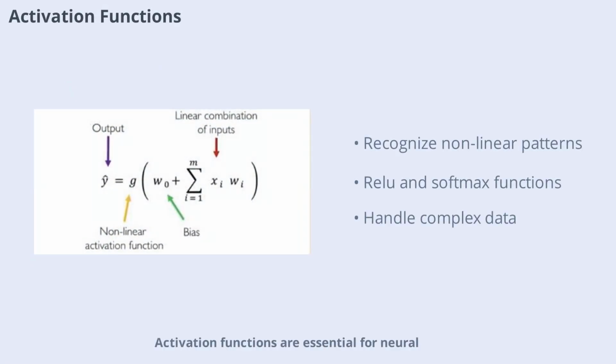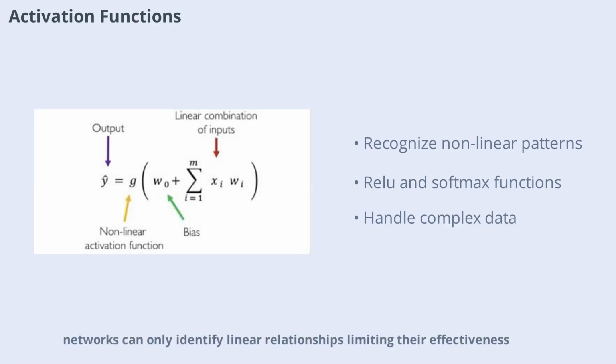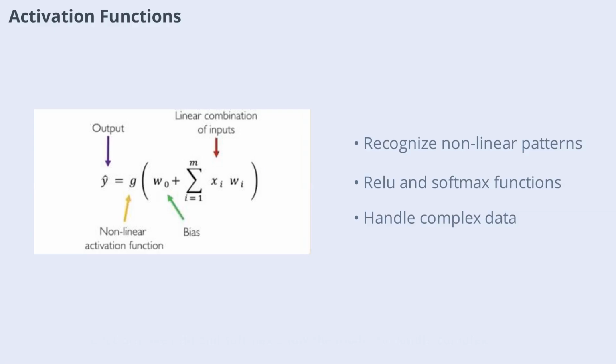Activation functions are essential for neural networks to recognize nonlinear patterns in data. Without them, networks can only identify linear relationships, limiting their effectiveness. Functions like ReLU and Softmax allow the model to handle complex, real-world data, improving its ability to learn and predict.